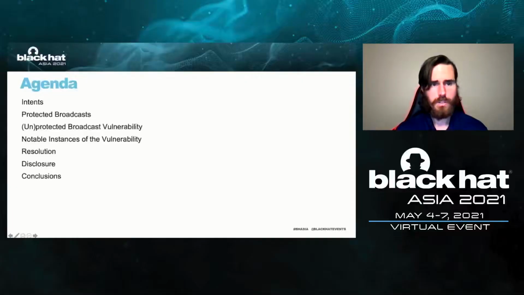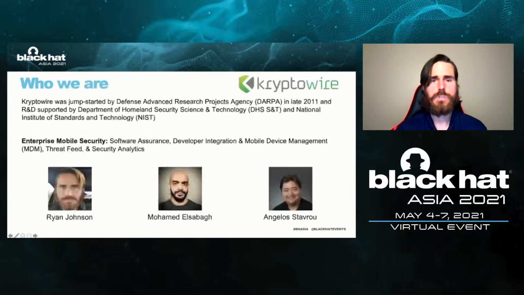So here's the agenda for the talk. I'm first going to talk about intents and then protected broadcasts. Next, I'm going to talk about the unprotected broadcast vulnerability that's in Android open source project code, then some notable instances of the vulnerability. Next, I'll move to the resolution to fix the vulnerability, the disclosure process, and finally some conclusions.